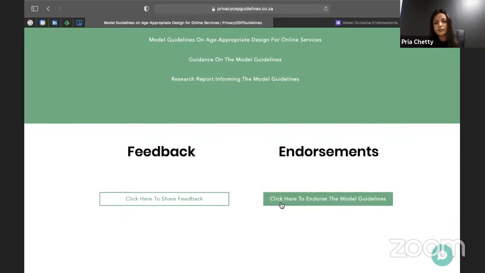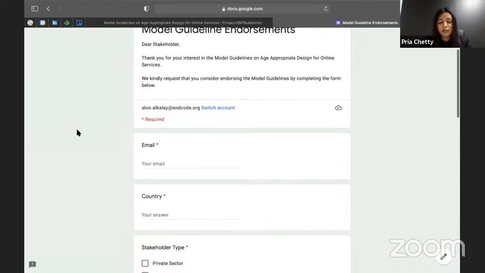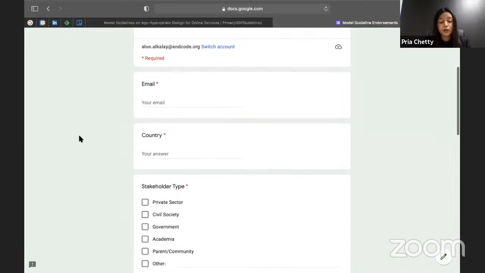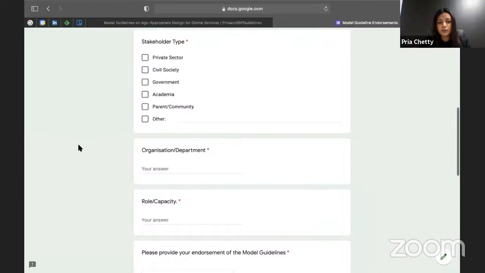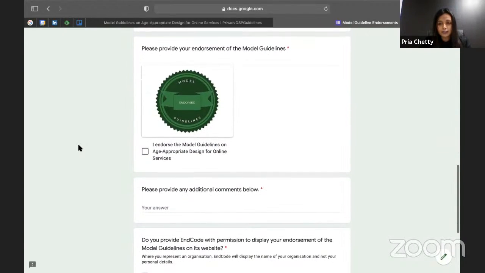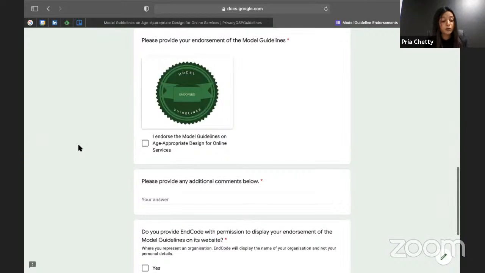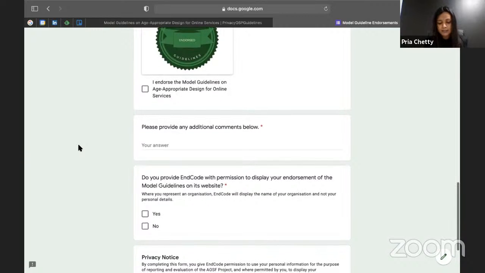If we click on that link, you're going to find a very short form. It will take you less than 2 minutes if you do subscribe to what's in the guidelines. We'd love to know which stakeholder you represent, your organization, and your endorsement of the model guidelines. If you'll bear with us, we will also reach out to specific people that have joined the session today, and others that we would like to see take this model guideline forward.